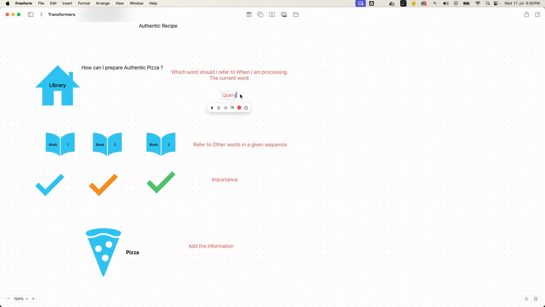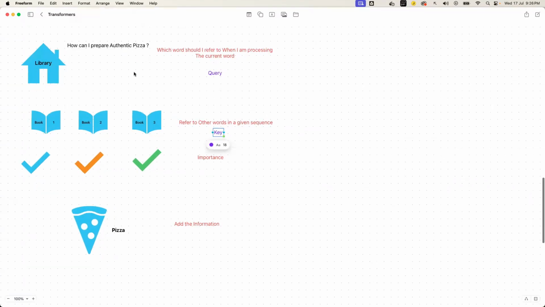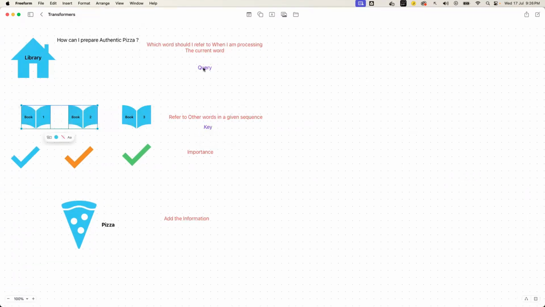This is called the query. And just like John referred to the other words in a given sequence, we call those the keys. So query and key. Just like he goes to the question and searches for the relevant books, in the same way we'll search for this query in our dictionary, in these keys.